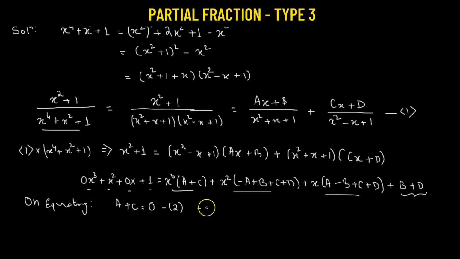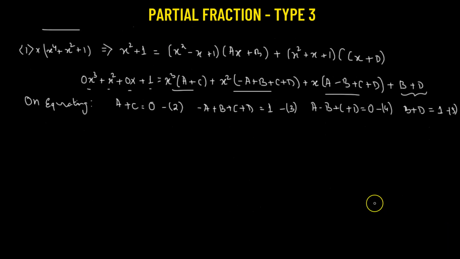Let's label this as number 2. Then moving on, we have negative a plus b plus c plus d. So this is going to be the coefficient of x squared on the right hand side, and this will equate to 1 on the left hand side because the coefficient of x squared on the left hand side is 1. Let this be equation number 3. Similarly, we have negative a minus b plus c plus d. So that's going to be equal to 0. That has been number 4. And we have one more equation, the constant b plus d. So that will be equal to positive 1. So this will be equation number 5.